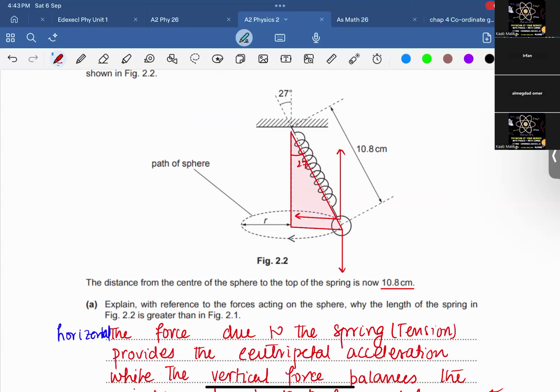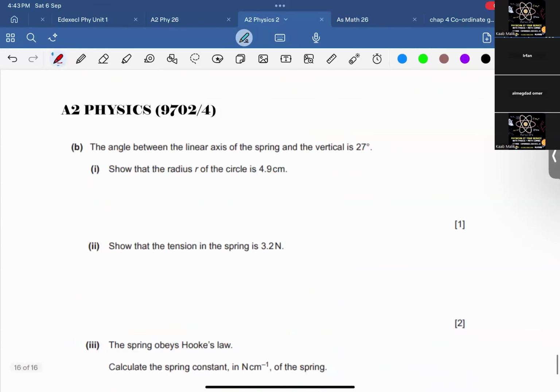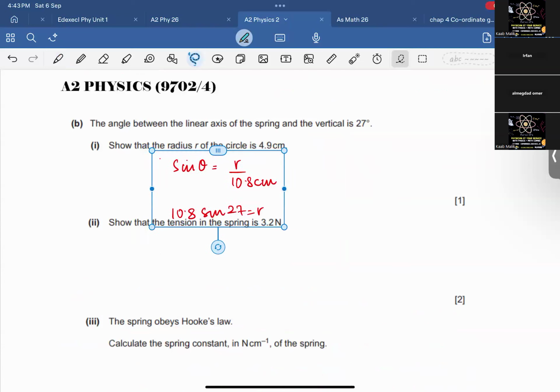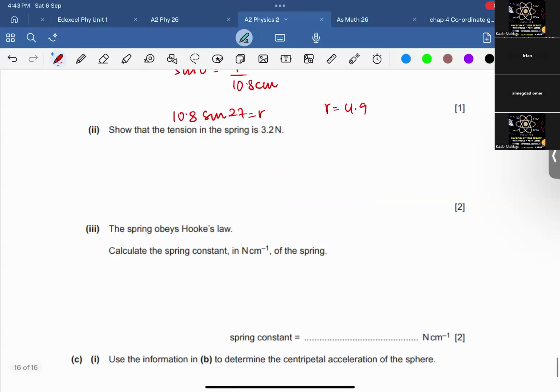So sine theta is equal to r over hypotenuse, which is 10.8 centimeters. So r is 10.8 sine 27. How much? 4.9. Okay, now please move on.